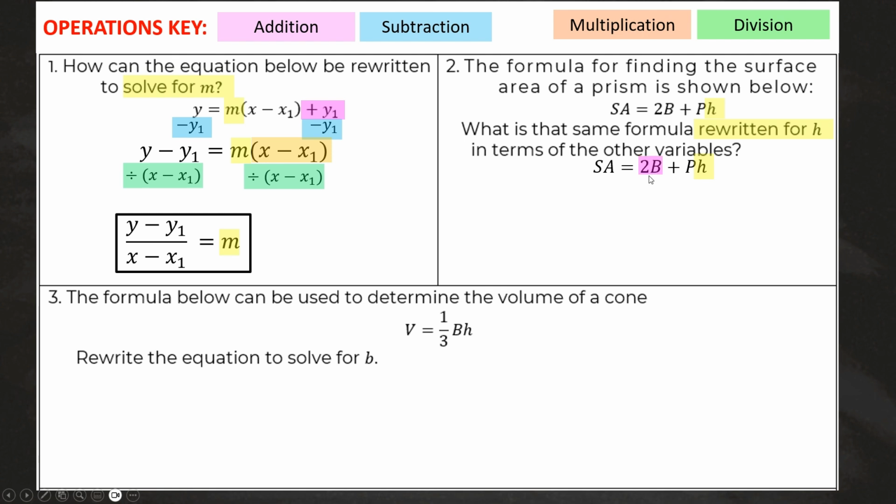The first thing we're going to do is move this positive 2B over to the other side. So SA minus 2B is equal to pH. This P is being multiplied by the H, and the inverse of multiplication is division, so we're going to divide both sides by P. Now remember, we really are dividing every term by P, but since there is nothing to simplify here, we can just leave it written as a fraction, because a fraction shows division. We have SA minus 2B divided by P is equal to H.